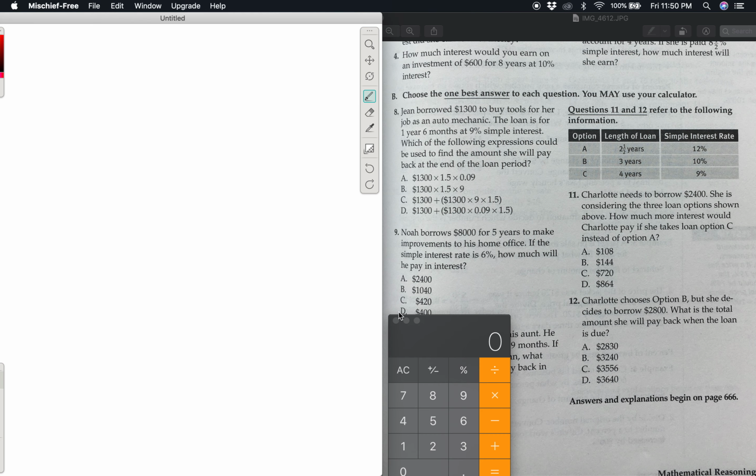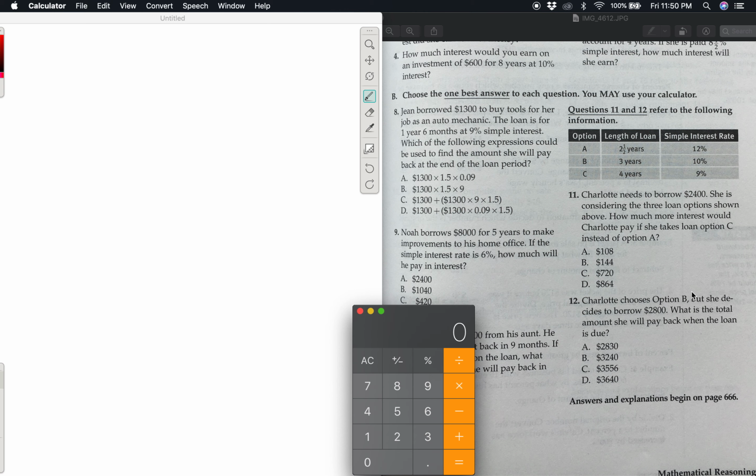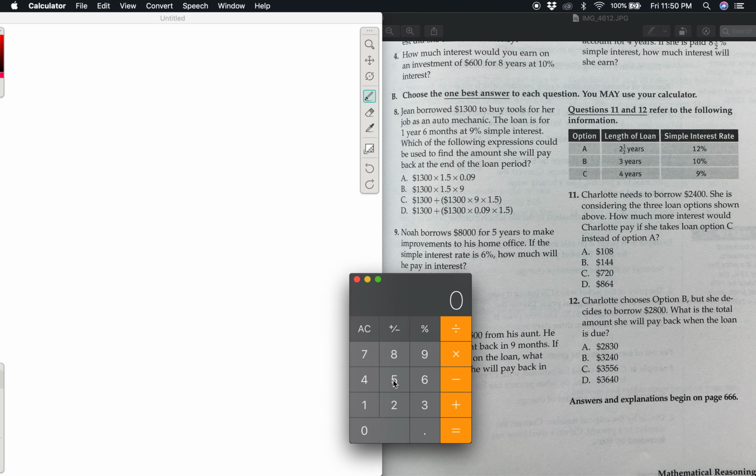Last one is, Charlotte chooses option B, but she decides to borrow $2,800. What is the total amount she will pay back when the loan is due? So $2,800, choose option B, times 10%, 0.1. Don't need to put the zero because anything to the right of the decimal does not matter. Times 3 years, 840, okay?